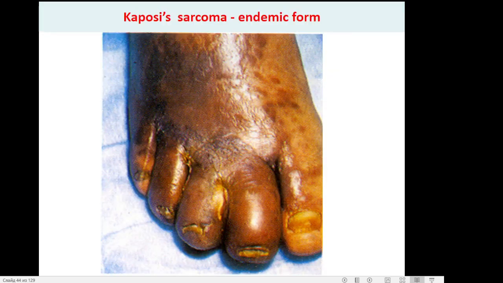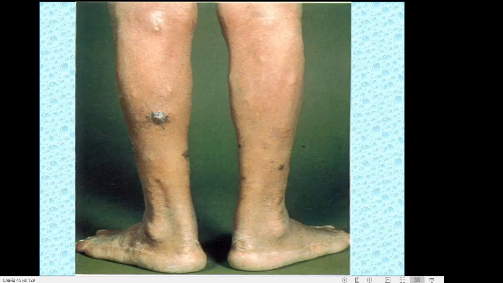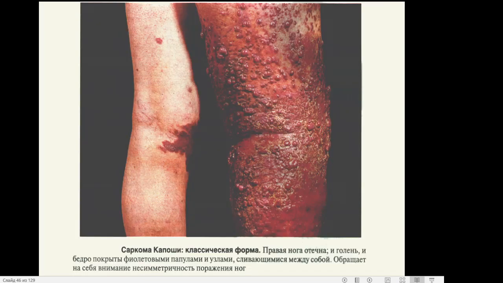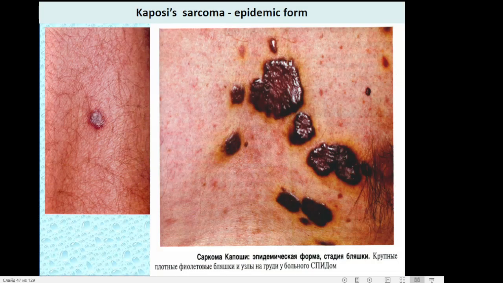Kaposi sarcoma. It is a tumor from endotheliocytes. The source of the tumor is changed endotheliocytes, and it may be placed everywhere. This picture is better. Here, the left leg, the left extremity is practically normal, and the right extremity is damaged with this tumor. Maybe asymmetric, maybe everywhere.